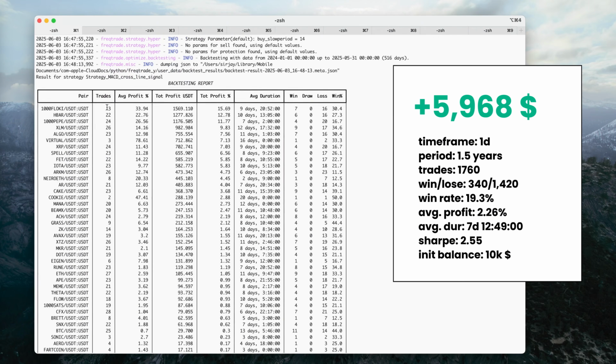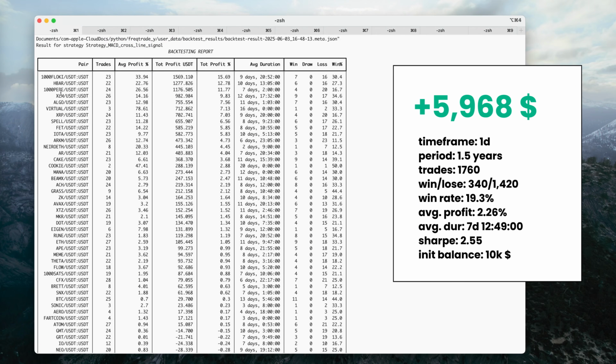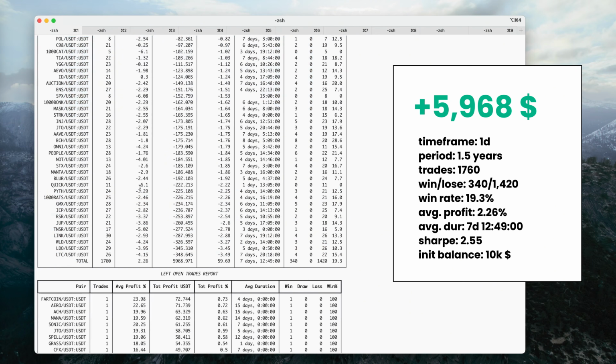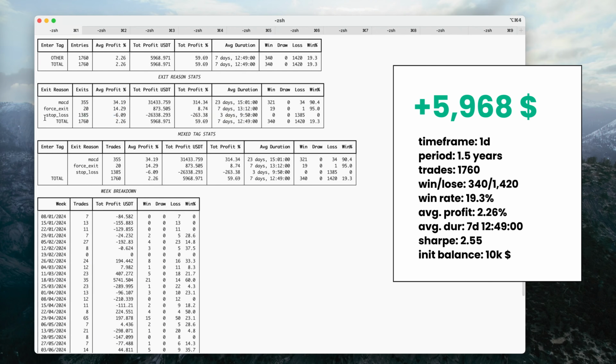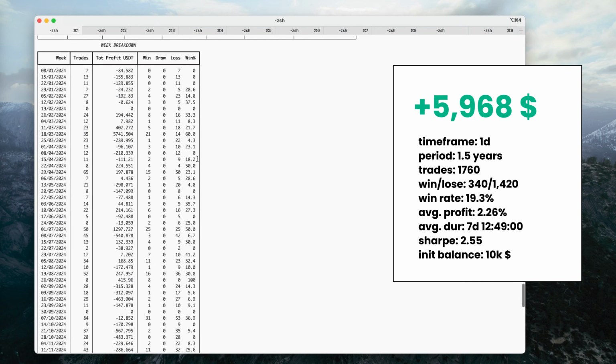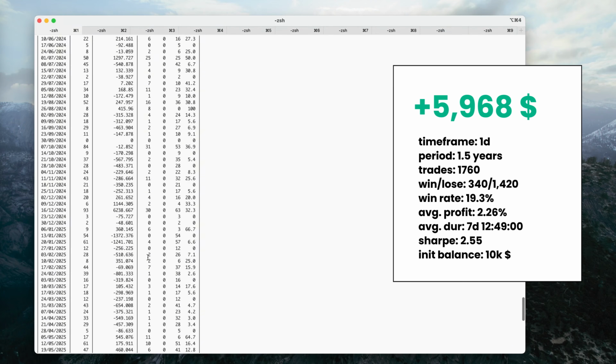What is more, we can see the backtesting report for each asset, from the best going in ascending order to the worst assets. Left open trades are the trades that were left open until the end of May or 3rd June, when I did the backtesting. Here are the stop losses for our strategies, so the reasons why I exit, and also the week breakdown, meaning how much profit we get for each week. We could also plot this chart, but I think there is no need. We can see clearly what's going on here.